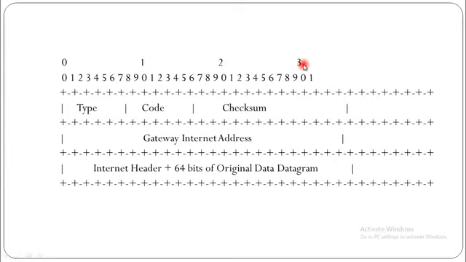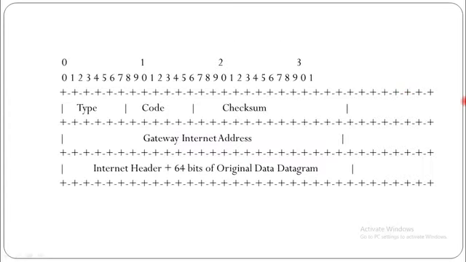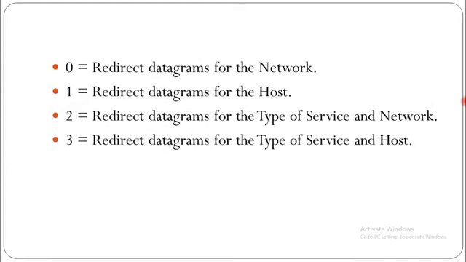Finally, the IP header and the first 8 bytes of the offending packet are included as part of the ICMP data. By offending packets I mean the packets that were redirected back to A, and not the original packet. Once the packet is sent out from A, that is not the offending packet, but when it is sent from 1 back to A, it is the offending packet. And this code field allows the following types of redirect messages to be sent. This is how it looks.